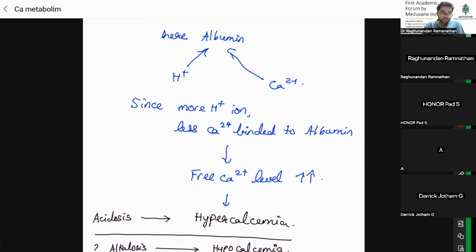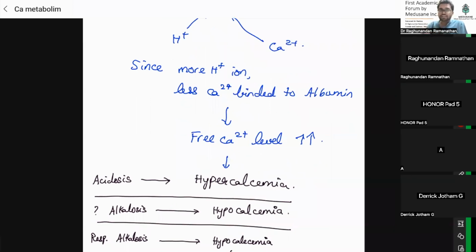இப்ப புரியுதா? Why in acidosis there is going to be hypercalcemia? This is what I explained. Now coming back to alkalosis. Alkalosisல அப்ப உல்டாவா என்ன ஆகும்? H plus ion இல்ல. அப்ப நிறைய calcium can go and bind with your albumin. When more calcium binds with albumin, the free calcium level decreases in your blood. When the free calcium level is decreased, there is going to be hypocalcemia.